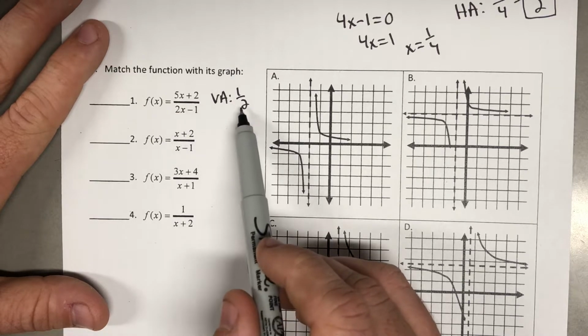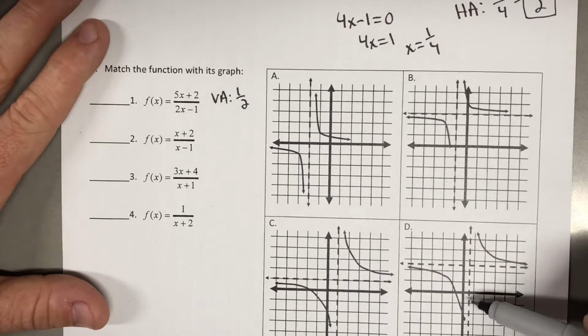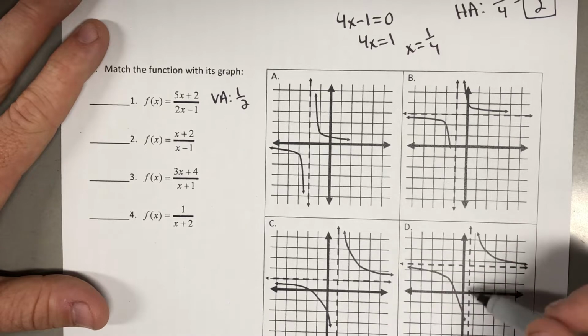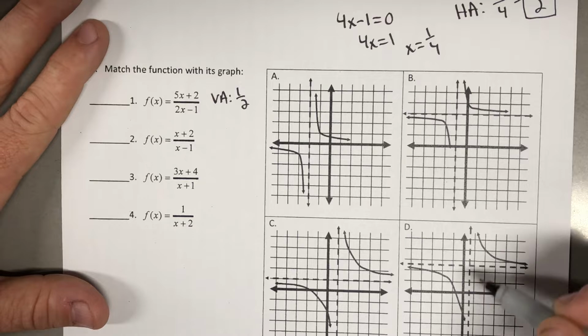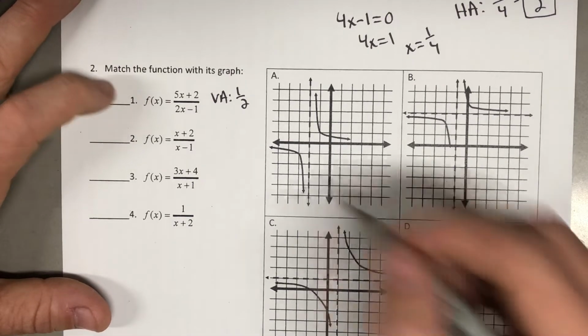So now I'm going to look for a positive 1/2 with a dashed line. So that would be no. This one is close, but that's right on the 1. If you look at letter D, this dashed line is in between 0 and 1, so that's going to be 1/2. So the first rational expression goes with graph D.